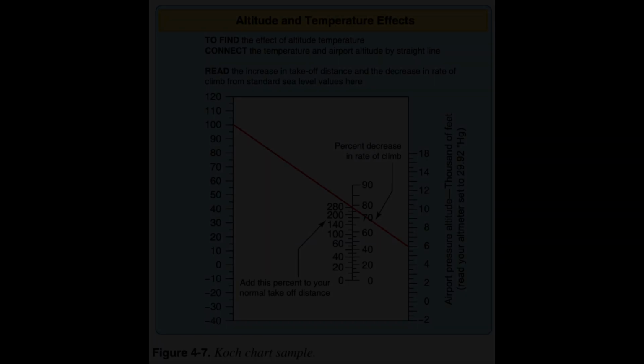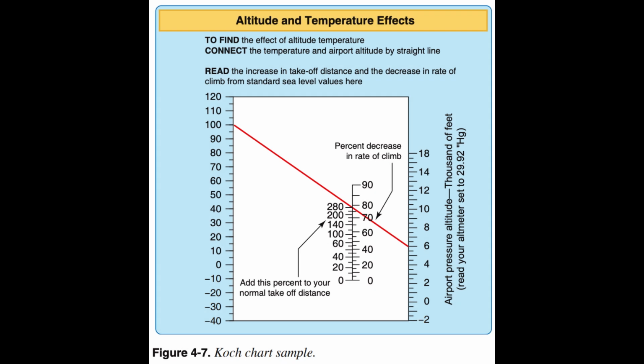Density altitude. Density altitude is pressure altitude corrected for non-standard temperature. As the density of the air increases, lower density altitude, aircraft performance increases. Conversely, as air density decreases, higher density altitude, aircraft performance decreases. A decrease in air density means a high density altitude, an increase in air density means a lower density altitude.